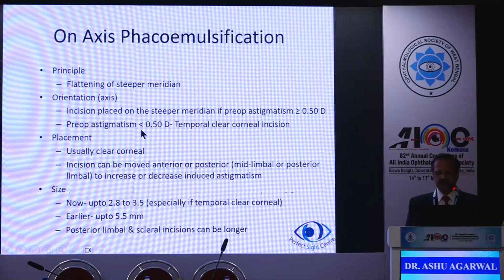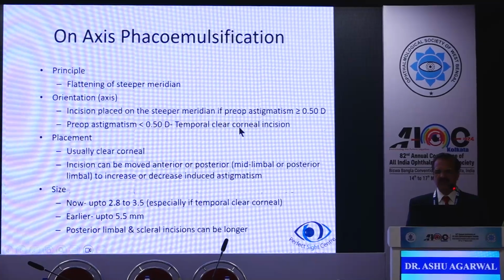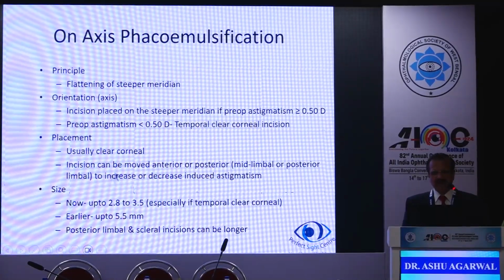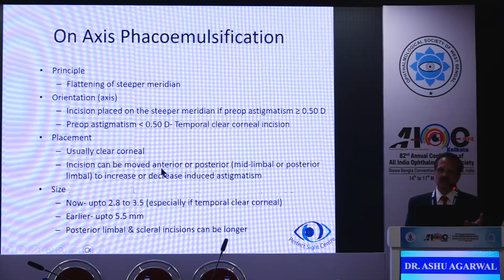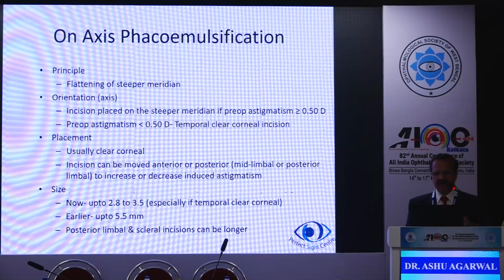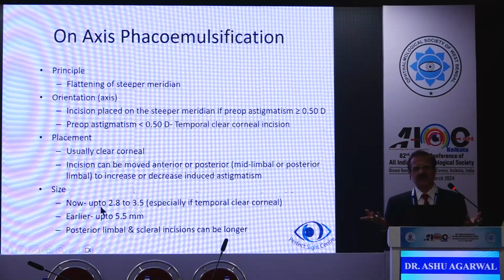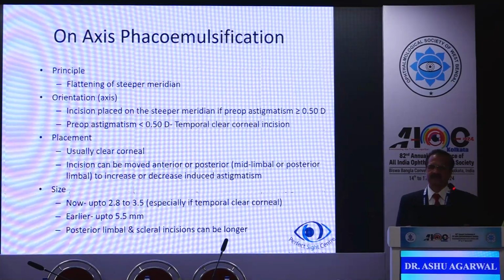Pre-op astigmatism, as I said, less than 0.5, a temporal clear corneal incision is preferable. Placement is usually clear corneal, but one can move the incision anteriorly or posteriorly to either increase or decrease the induced astigmatism.